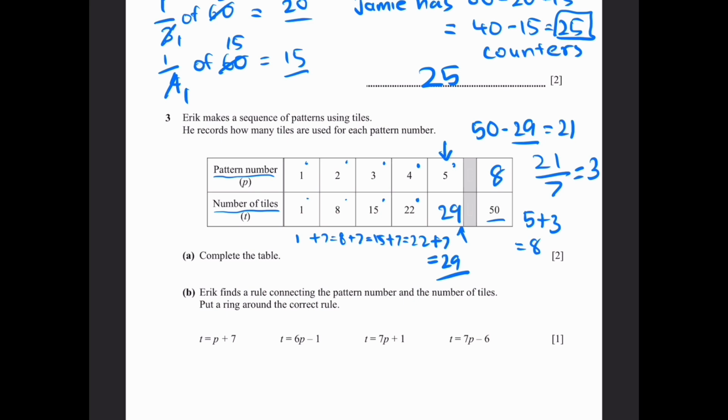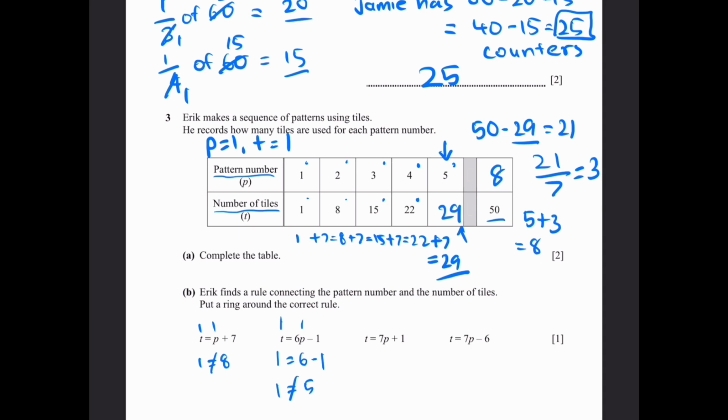Eric finds a rule connecting the pattern number and the number of tiles. Put a ring around the correct rule. So let's see. If P equals 1, T equals 1. So if we substitute P and T over here, 1 is not equal to 8. If we substitute it over here, number of tiles is equal to 6 into 1, which is 6 minus 1. But 1 is not equal to 5. So we need to take out that as well.